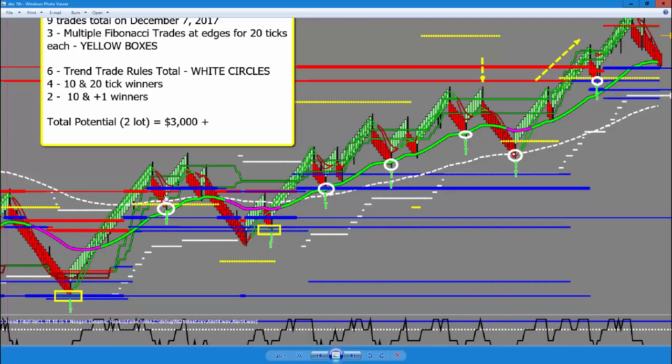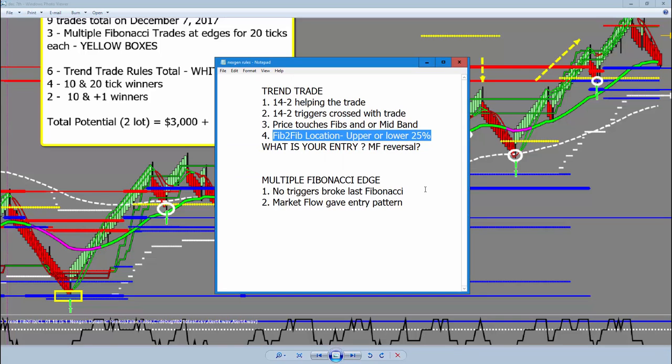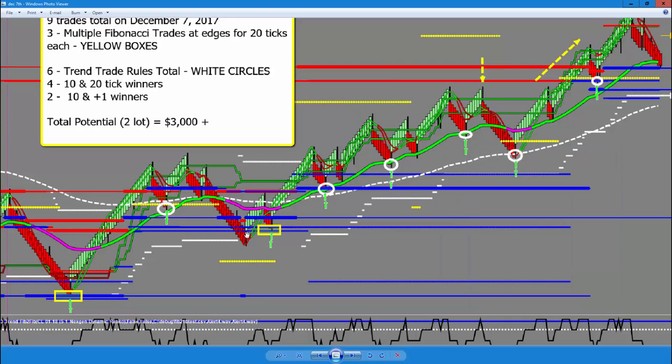So this trade, we only accounted for 10 ticks positive and then a +1. Then you can see the market traded down a little bit lower to the edge of multiple time frame support. And again, remember our rules are the triggers can't break below. So as the triggers broke below, if you got in, you were still fine. You never got stopped out.